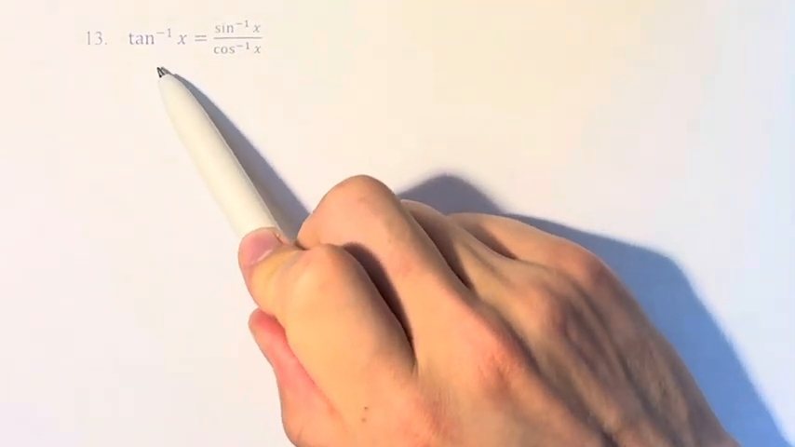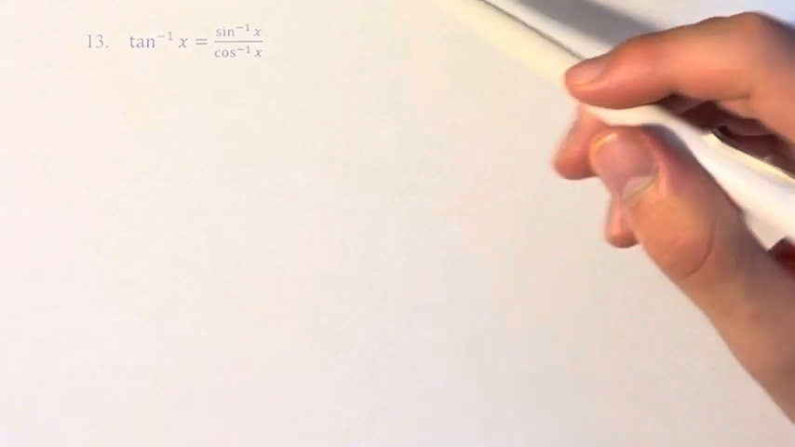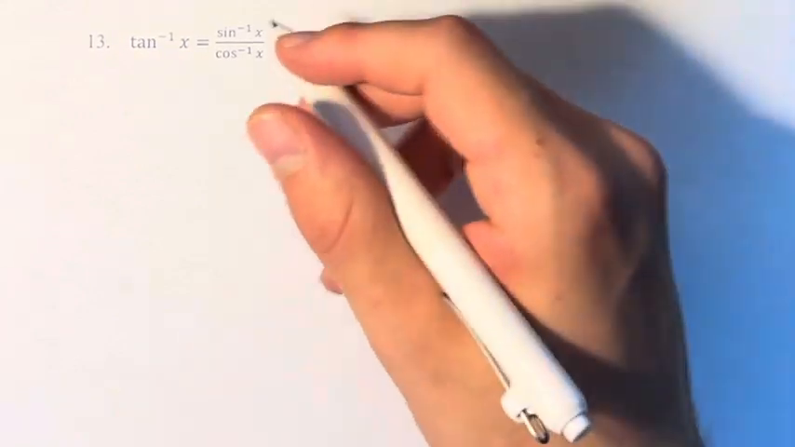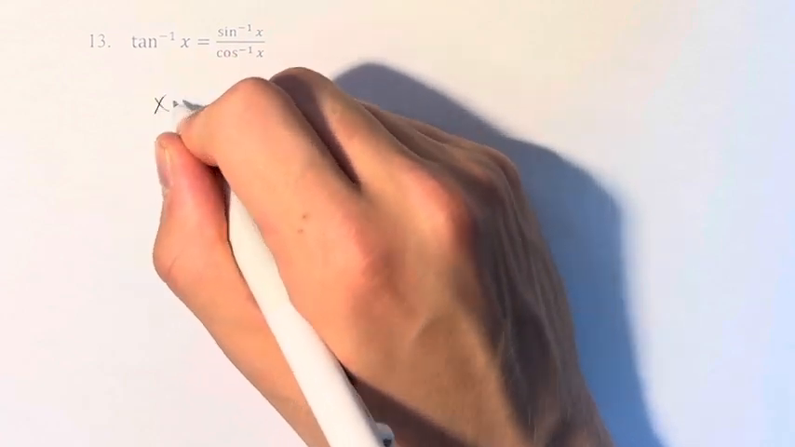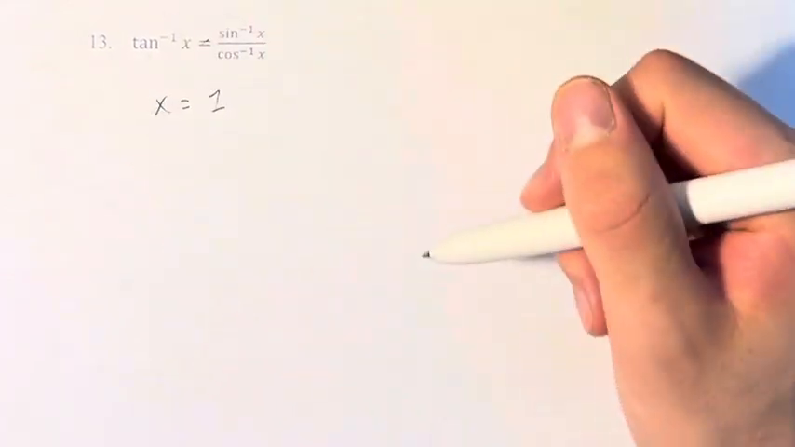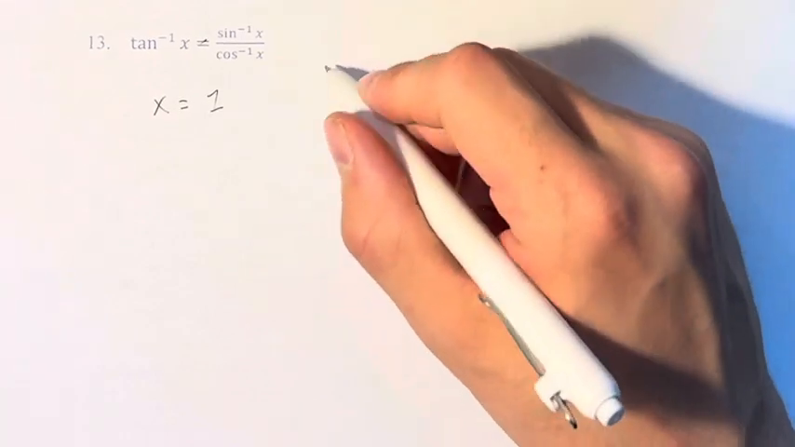In this problem, we're asked to see whether inverse tangent is equal to inverse sine over inverse cosine. Now, the way that we're going to prove that this is false is with a counterexample. So we're going to take the value of x is equal to 1 and calculate it for these individual functions and compare.